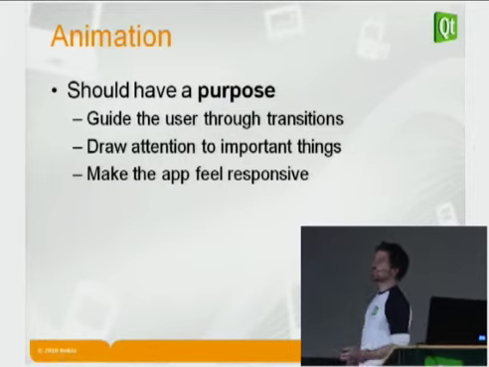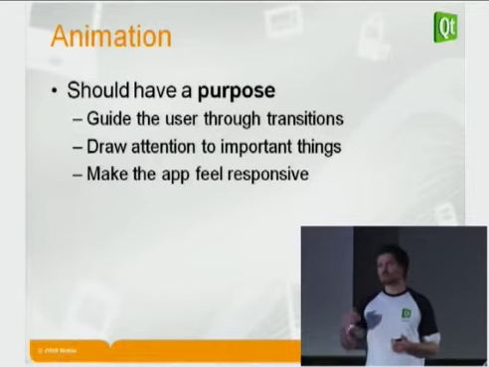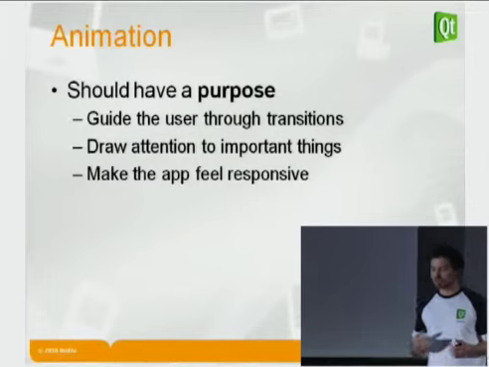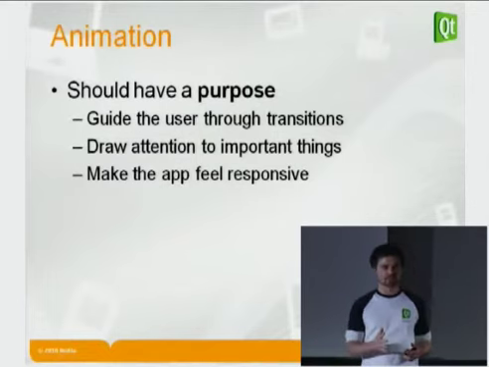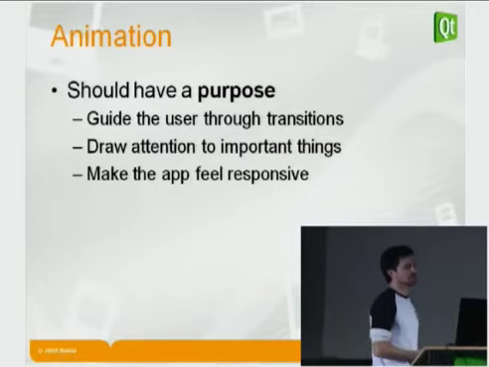And also, for instance, if you have a list popping in from the right-hand side, you put that on the same side as the button. So it's really a subconscious clue that clicking that button brought up the list, and clicking it again will remove it. So that's where you should use animations.